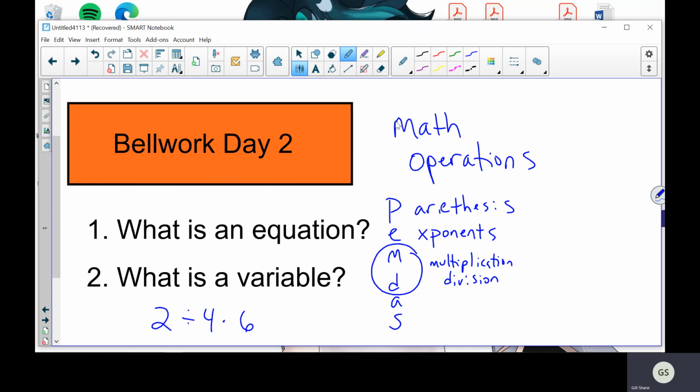So 2 divided by 4 would be 1/2. 1/2 times 6 is 3. That's the correct answer. If we would have done multiplication first, we would have said 4 times 6 is 24, and then we would have come backwards and said, okay, well 2 divided by 24, and we would have gotten a really small decimal number, which would have been wrong. So write that in your notes. Make sure you understand.